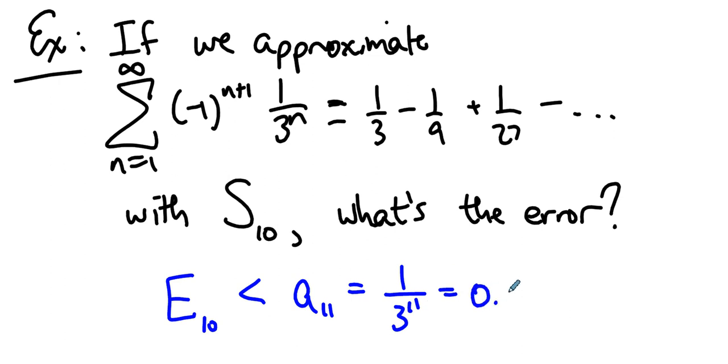And that's 0.00000564550. So whatever number we get by writing out the sum of the first 10 terms of this sequence, we are no further away than this from the actual answer. We're good to 4 decimal places, and that's really good.